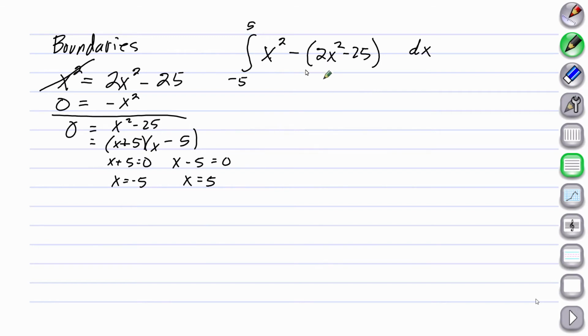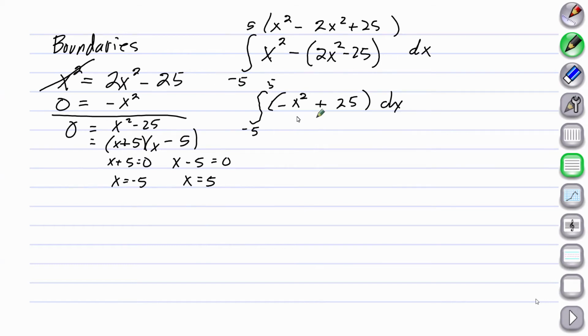Okay. So what we want to do also on this thing, before we jump in and start taking the integral of it, is simplify it. So this is going to be, I'm just going to write it up here, x squared minus 2x squared plus 25 dx. And then we could just put the x squared minus 2x squared as negative x squared plus 25. And that's what we want to take the integral of. There we go. So now we got it in the right form.